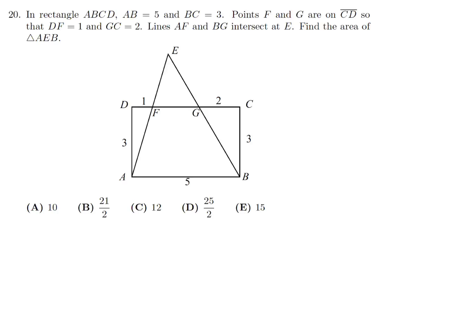In rectangle ABCD, AB equals 5, BC is 3, points F and G are on CD so that DF is 1, GC is 2, lines AF and BG intersect at E. Find the area of AEB.